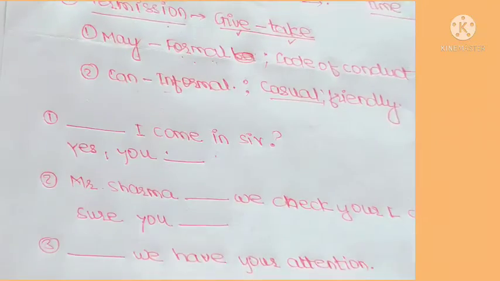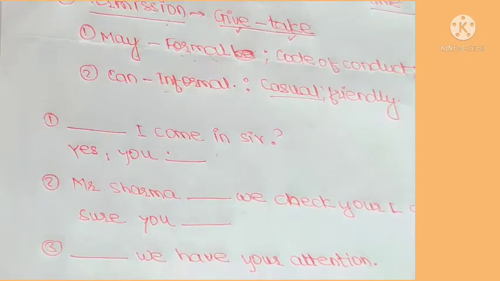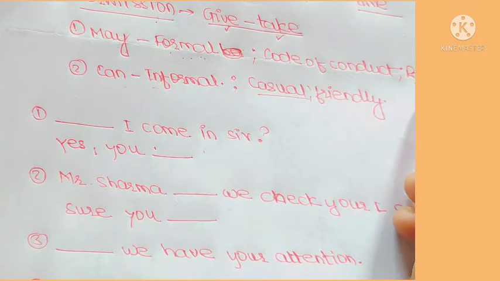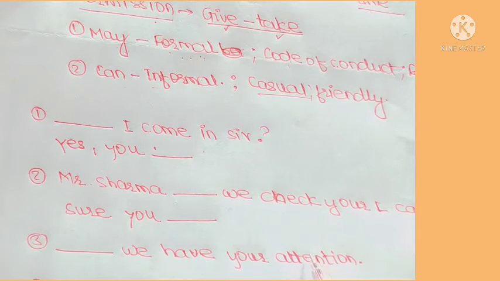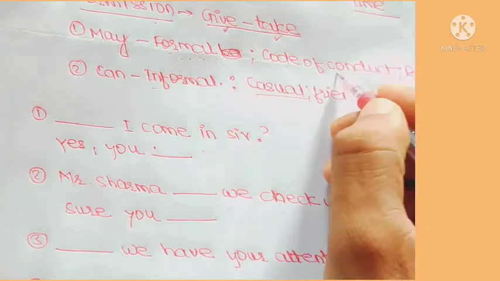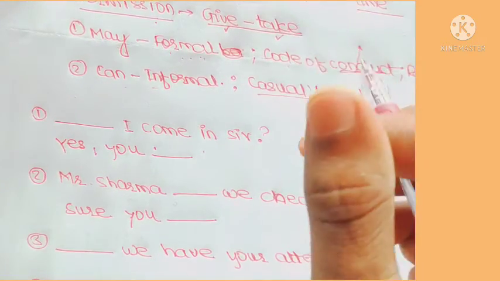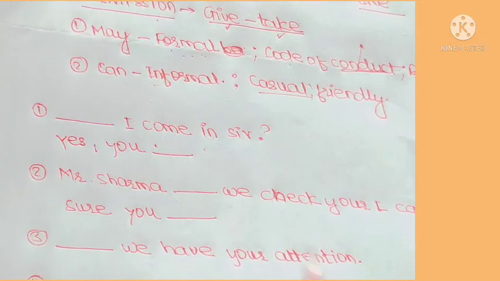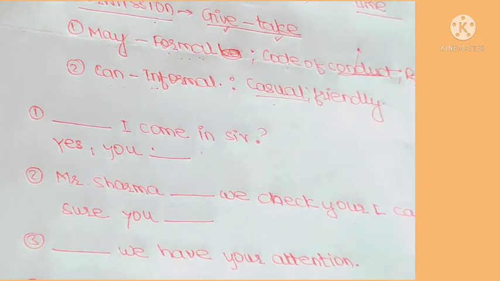On the basis of these questions, we can understand thoroughly what the uses of may and can are. As we have understood, may is used to show the formal behavior. Formal means where respect is there. We can say code of conduct. Code of conduct means what? There is some conduct, some behavior which follows some regular pattern, some rules and regulations. That is called code of conduct. Rather than that, can is used in an informal way. You can say casually and you can say friendly as well, right?